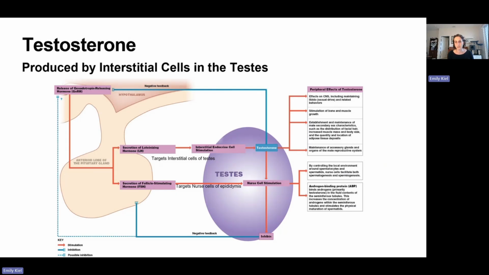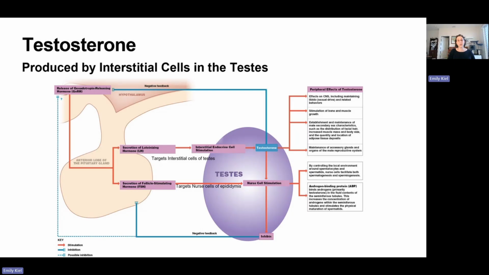They also can play a role with inhibin. Inhibin is going to come from this testosterone and nerve cell stimulation, and it provides negative feedback to say, okay, we have enough testosterone now. Gonadotropin releasing hormone, hypothalamus, you can give it a break for a minute.